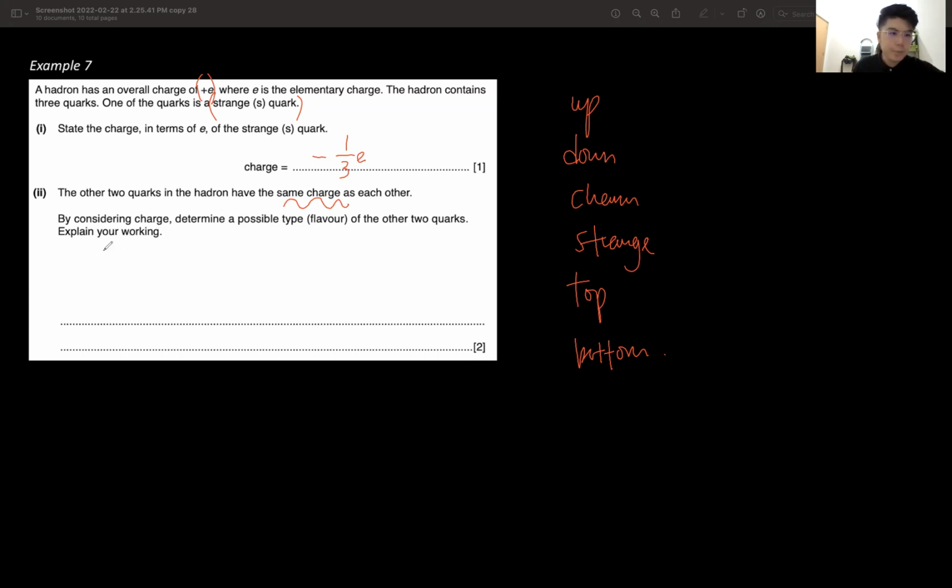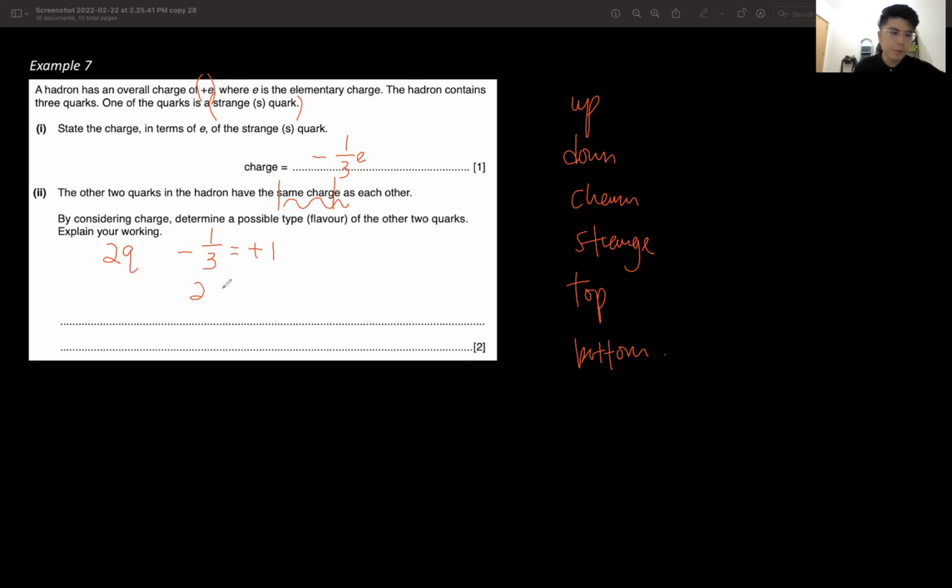How do you find this? Okay, so you've got 3 quarks, and the net charge should be plus E. I will write here plus 1. I'll just drop the E. And I know one of them is strange, so minus 1/3. The other 2, I don't know, so I put Q to represent an unknown. But they have the same charge as each other, so I just write 2Q. Okay, 2Q minus 1/3 equals the net charge, 1.